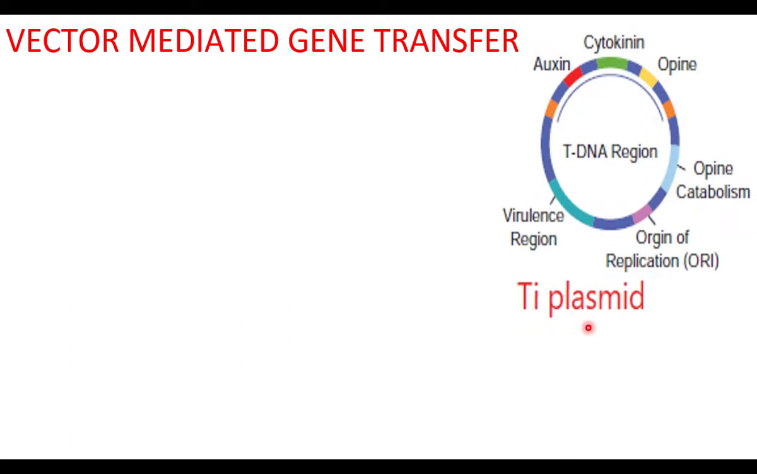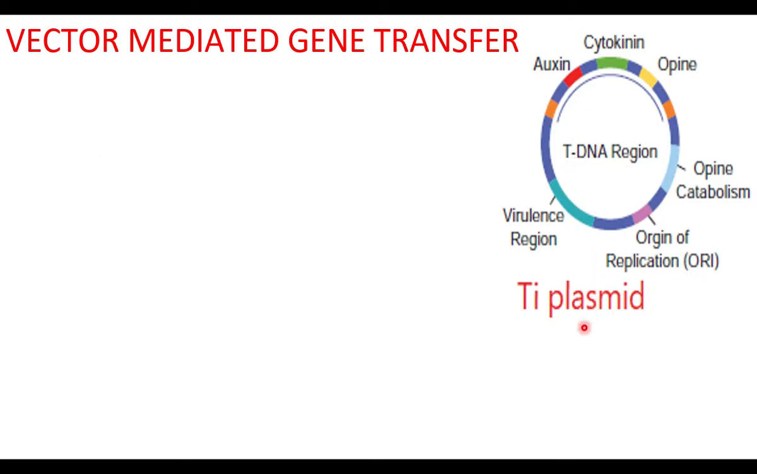The TI plasmid has a virulence region. It is a disease causing DNA sequence. This DNA sequence causes disease in plants, a cancer like disease. And this TI plasmid also has a tDNA region. tDNA region is called transfer DNA. This causes transfer of the gene into plant cells.